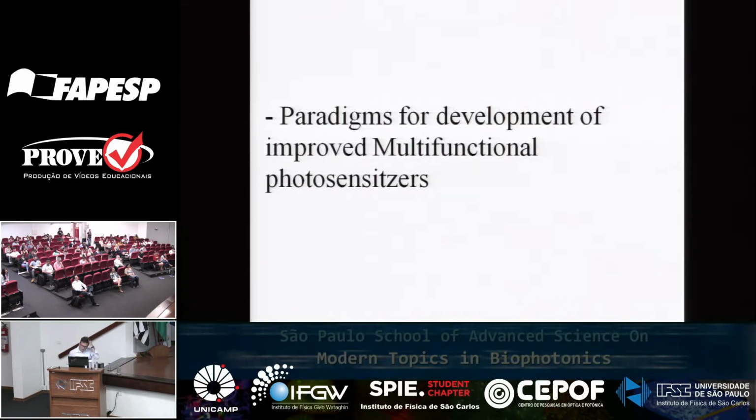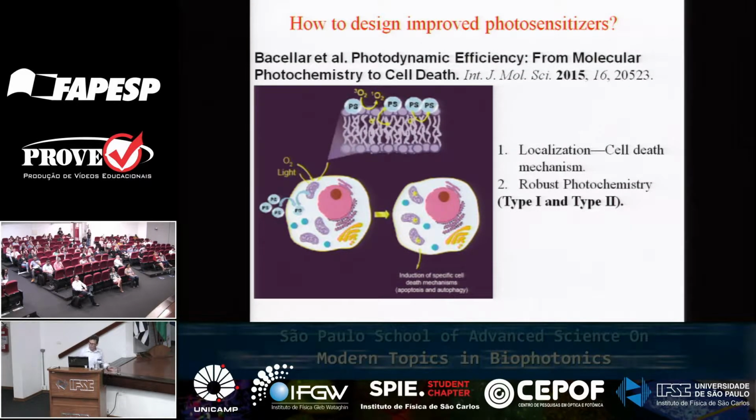So what we think are the paradigms for development of new photosensitizers. And Professor Zhang gave a wonderful lecture on how to deal with multifunctional ones. I will mention a few examples from my group. But before that, we published this review where we discuss all the issues that I discussed in this lecture, so I recommend it if you want to go into more detail. So for us, in terms of cell death, we should look into localization first, and also robust photochemistry. Do both, type 1 and type 2.